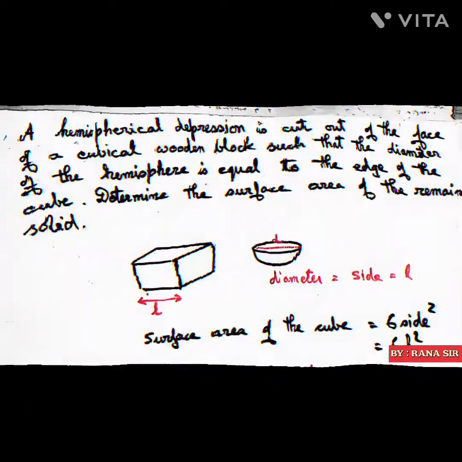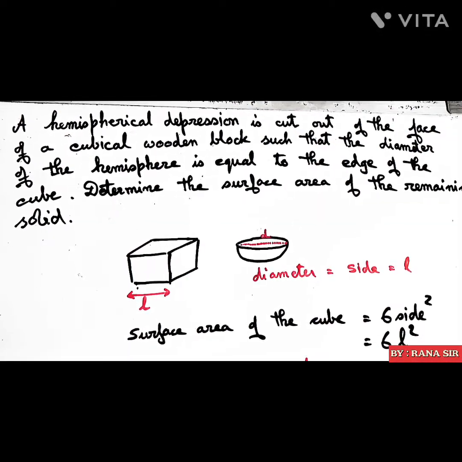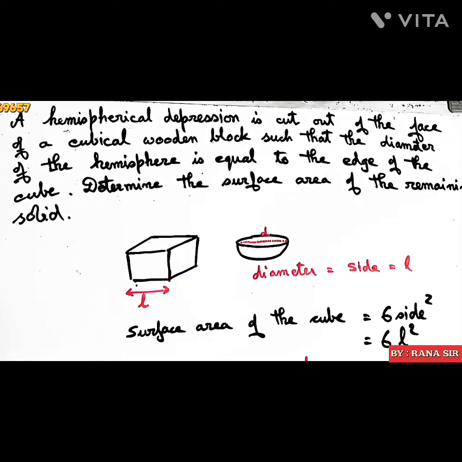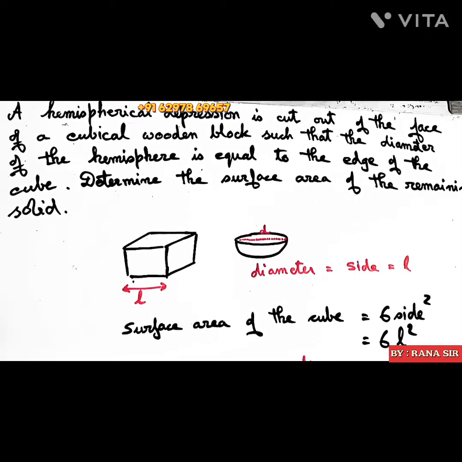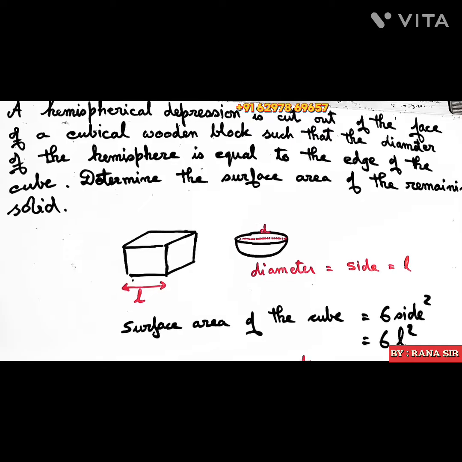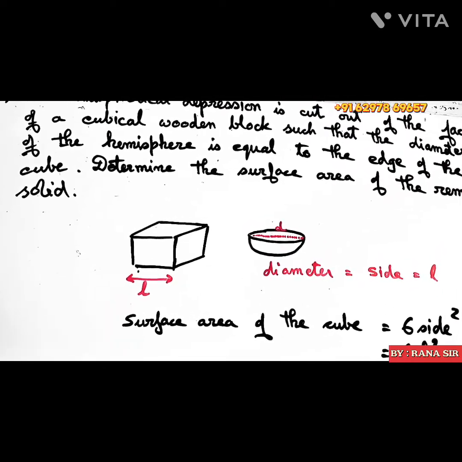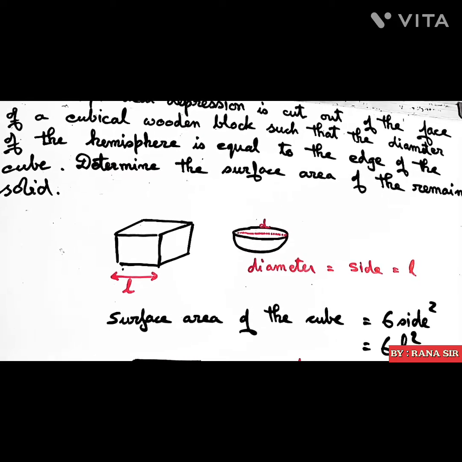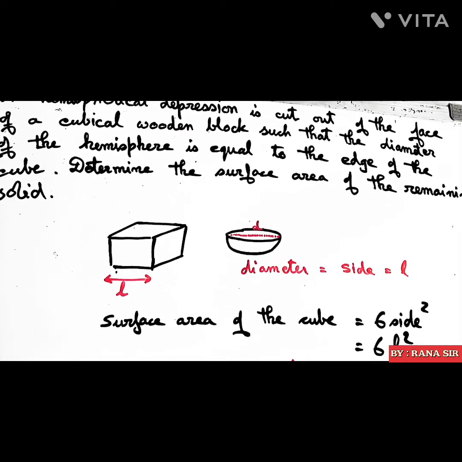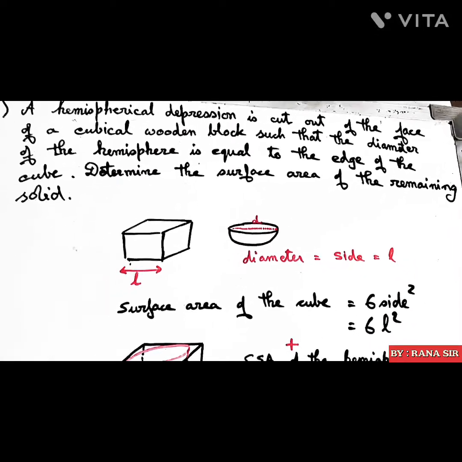A hemispherical depression is cut out of the face of a cubical wooden block such that the diameter of the hemisphere is equal to the edge of the cube. Determine the surface area of the remaining solid.